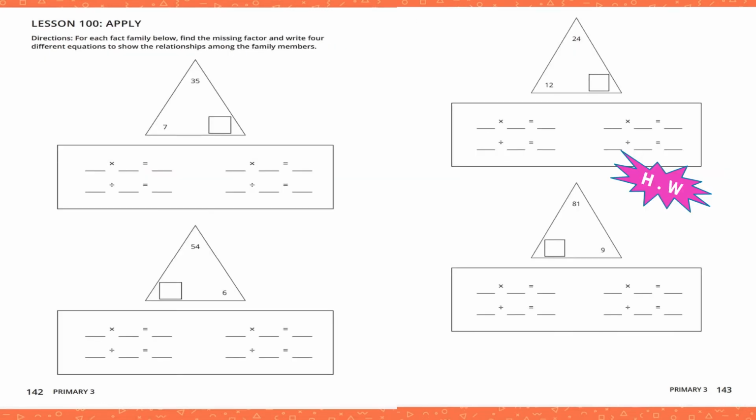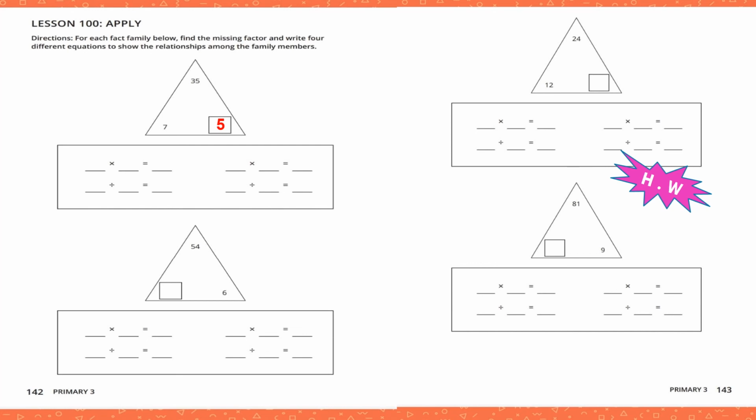Here, fact family. Let's remember fact family. We have a triangle and we have here 3 numbers. The number on the top, always the total number, always the bigger number, and 2 numbers on the base. When we multiply them, we get the number on the top. 35 equals 7 times what? 7 times 5. And we have 4 equations, 2 multiplication equations and 2 division equations.